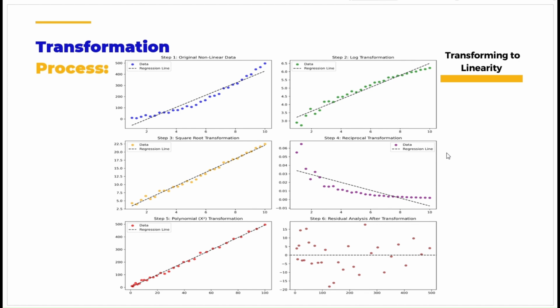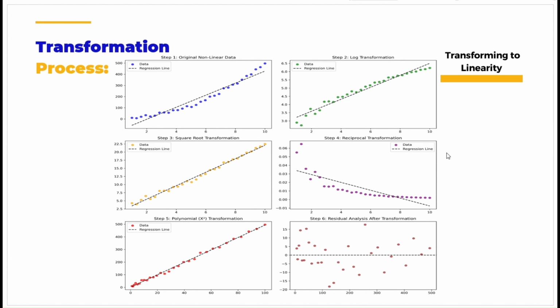So this was all about the transformation process. Now we need to know about what residuals are. So now let's talk about residuals. They help us understand if our model is working properly. Residuals are simply the difference between what the model predicted and what actually happened. Residual equals actual value minus predicted value.